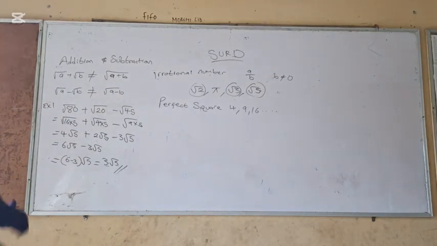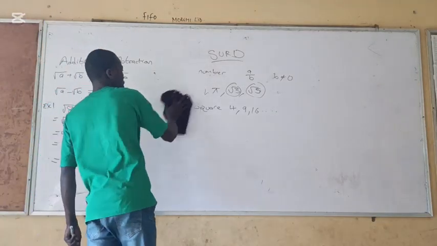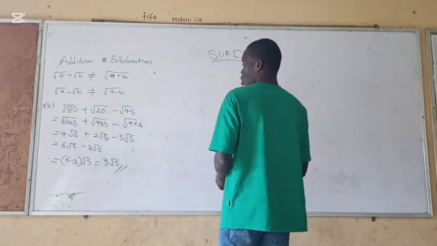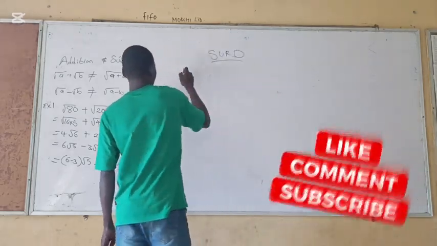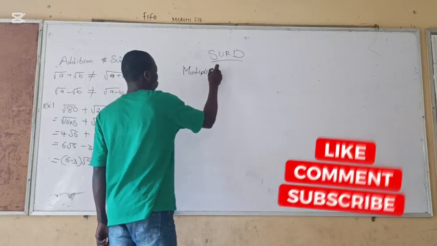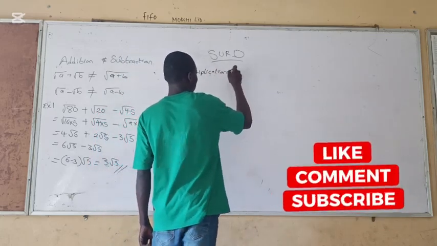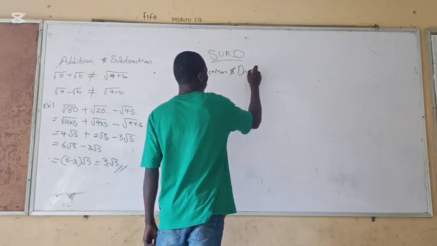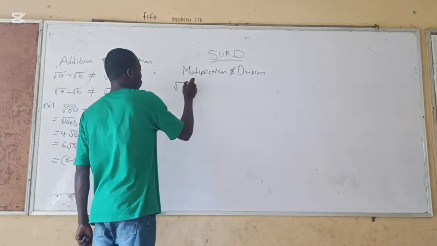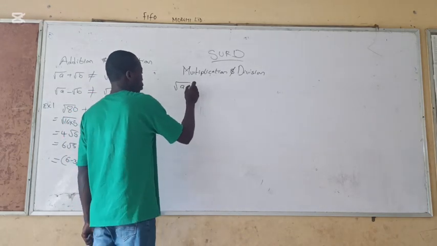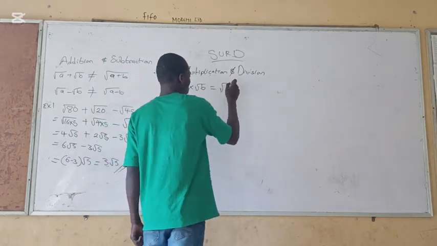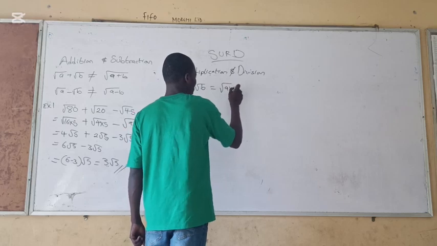Now let's talk about multiplication and division. The rule states that, for instance, root a multiplied by root b is equal to root of a times b.